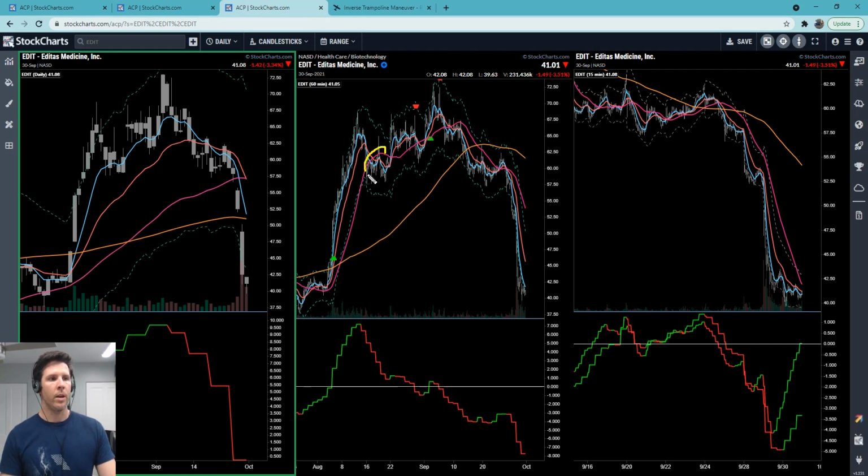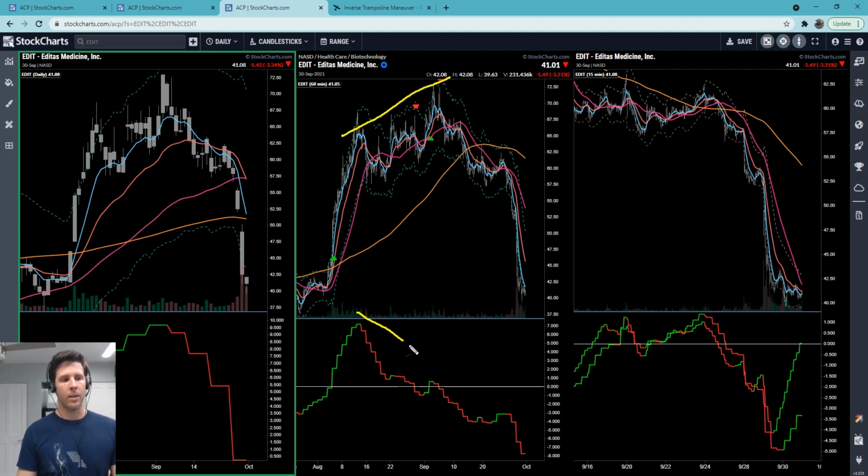We were trying to short it right here as price got underneath the hourly 50. It decided to go back up. It was kind of a janky move up. It was very rough and very not smooth. But ultimately, if you step back and look at this thing, notice that price kept going higher, but the Moxie indicator kept going lower.